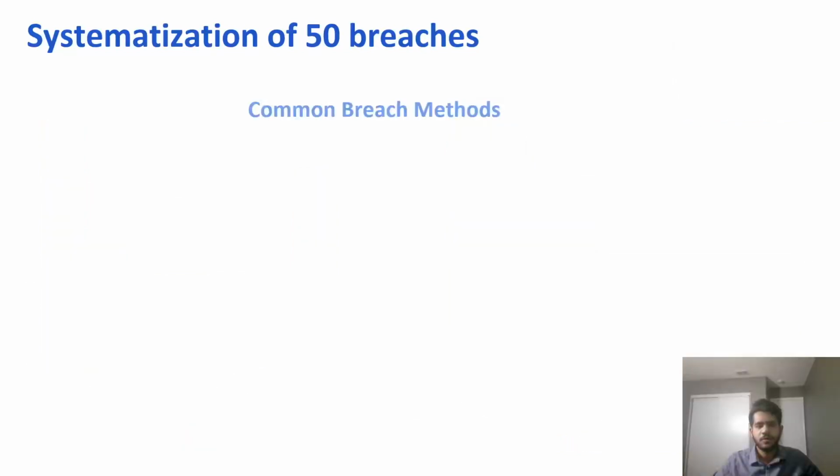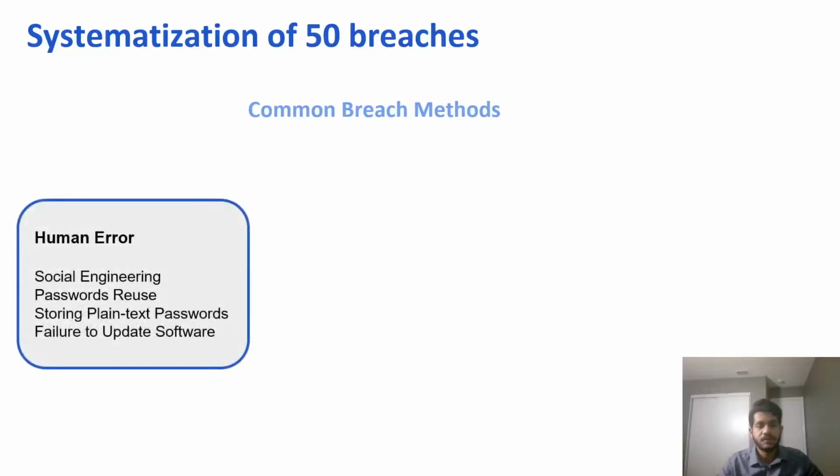Briefly describe the common breach methods that the attackers used in our 50 data breaches. The first one is human error. We often found the attackers exploiting human error, for example, social engineering techniques to steal the employee's credentials or deliver malware. We also found attackers exploiting password reuse.